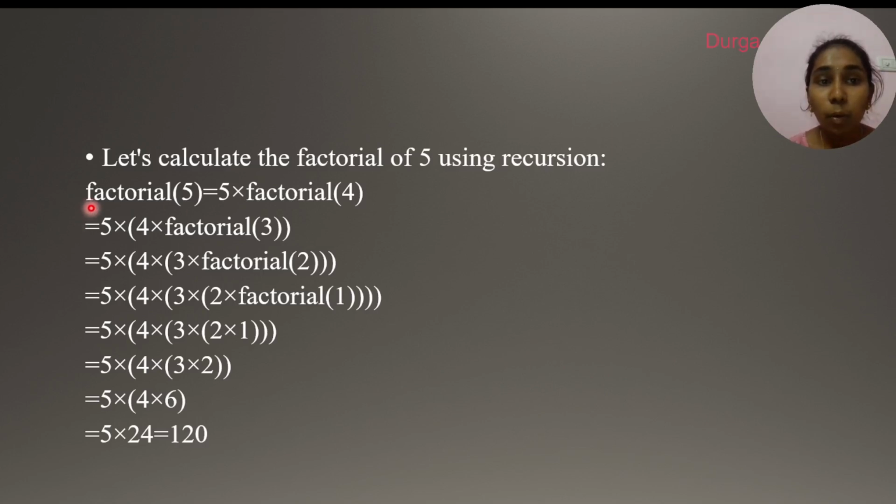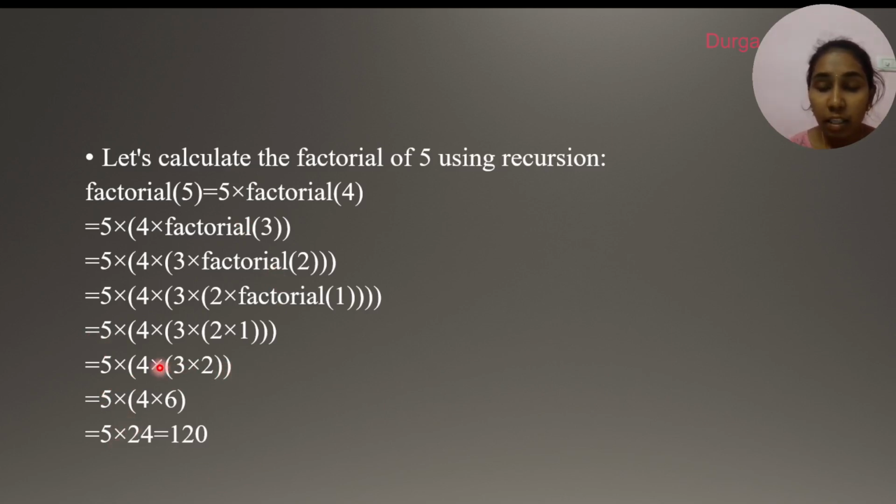So if you want to find out the factorial of 5 using recursion, first 5 into factorial of 4. Here factorial is a function. We are calling the function again and again. If you observe this, 5 into factorial of 4, we are calling the factorial function and giving input as 4. Next 5 into 4 into factorial of 3. Again we are calling. Next 5 into 4 into 3 into factorial of 2. After calling a number of times, 5 into 4 into 3 into 2, it will return the answer 120.